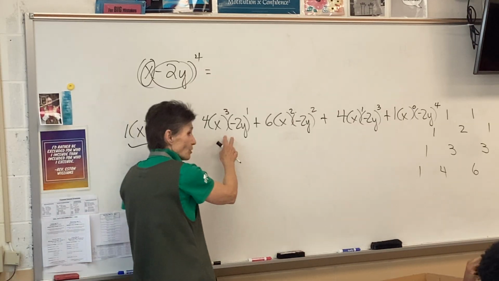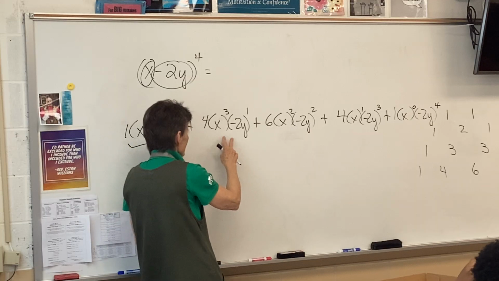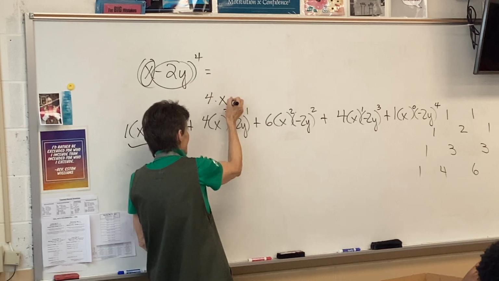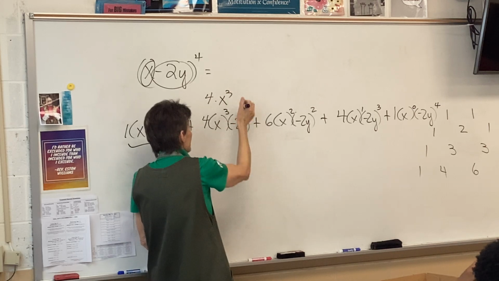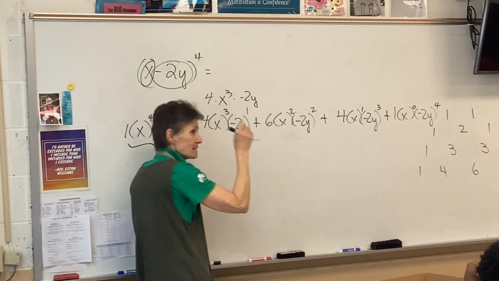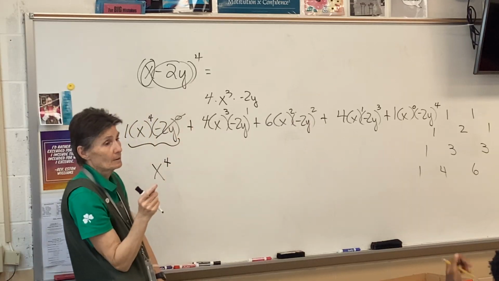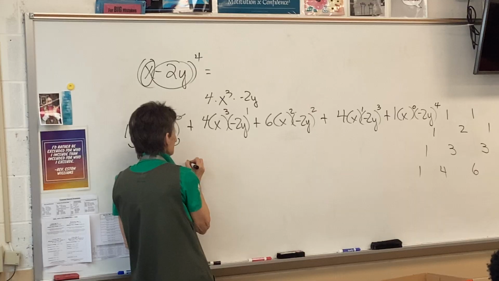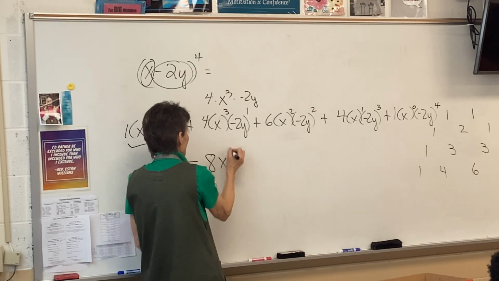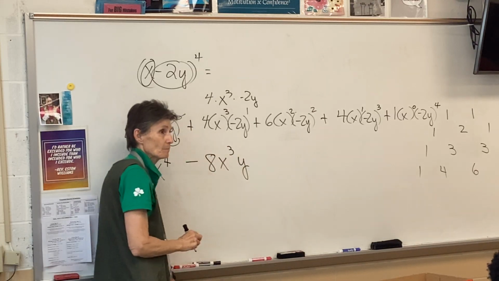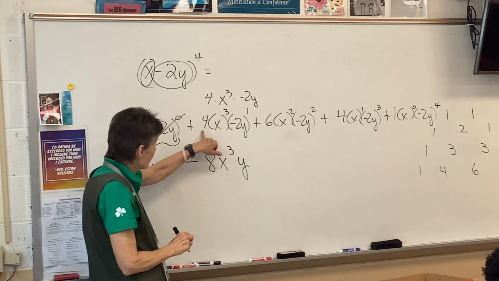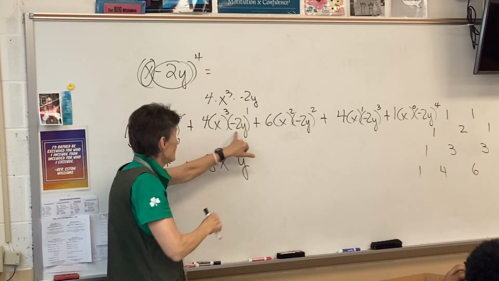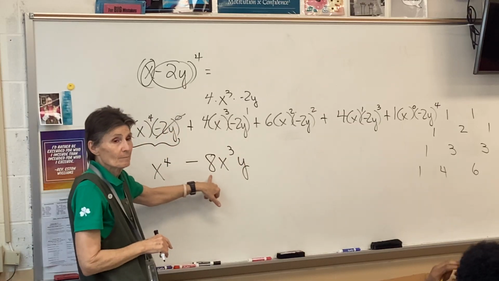The next term is going to be negative because it's literally 4 times x cubed times negative 2y. That is a multiplication. So when I multiply, I get a negative 8x cubed y. 4 times negative 2, that's all multiplication. 4 times negative 2 is negative 8.